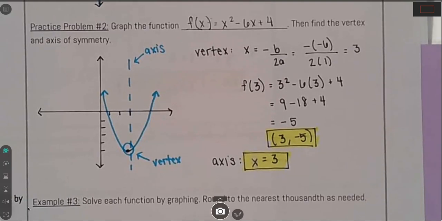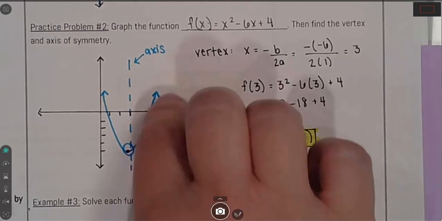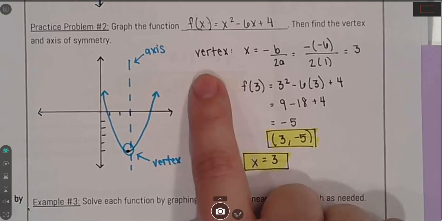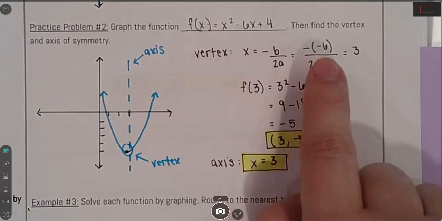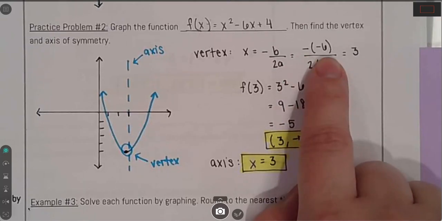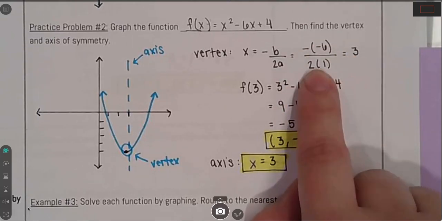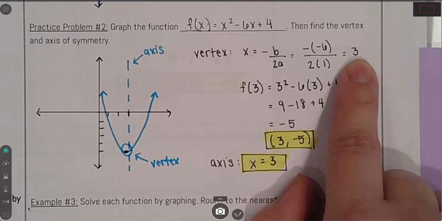Same thing for number 2. You would graph this on your calculator. It's going to look something like this. The vertex, well, b is negative 6, a is 1. Keep track of your negatives. Negative negative 6 is positive 6. Divided by 2 times 1, that's going to give you 3.